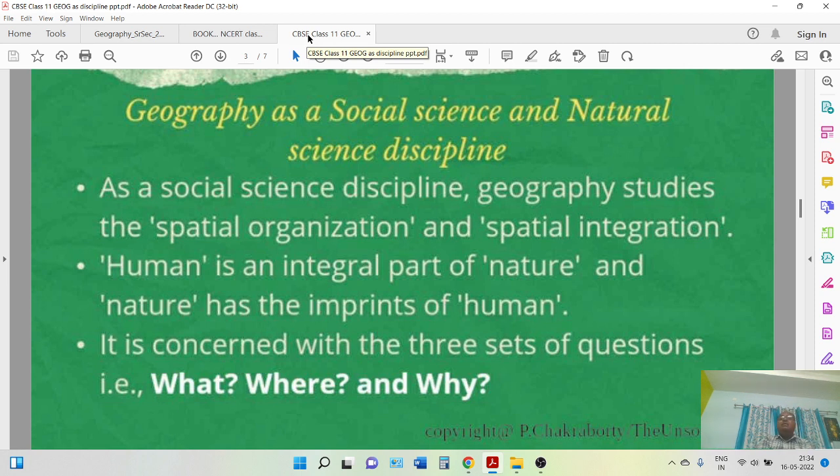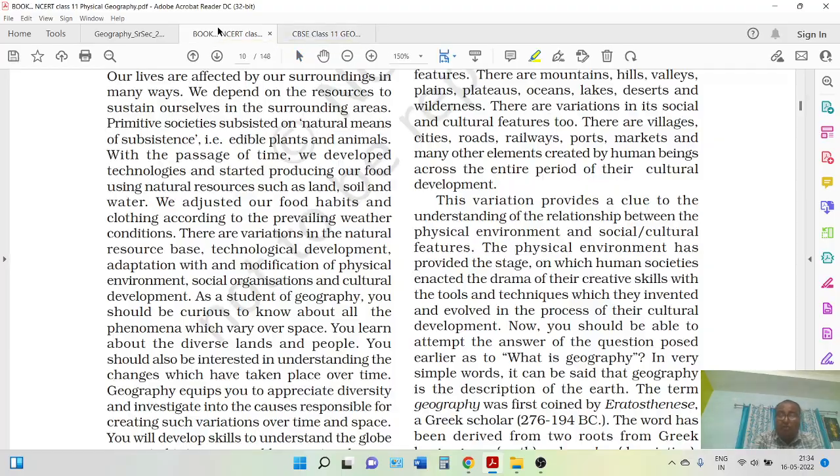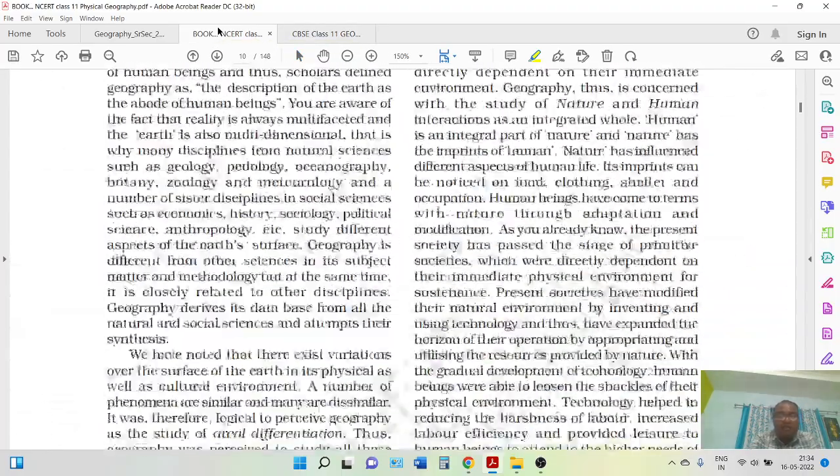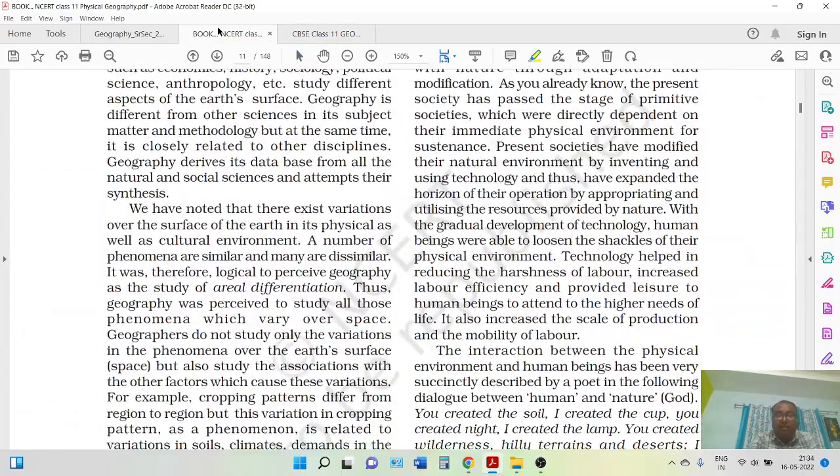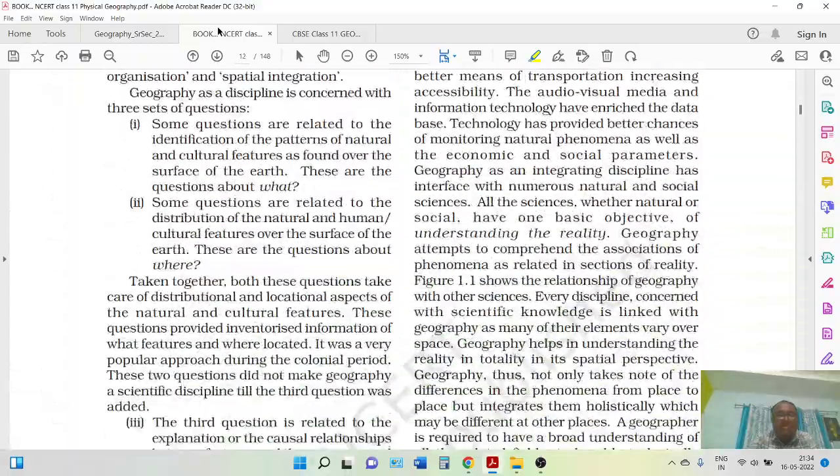Human is an integral part of nature, we all know, and nature has the imprints of humans. This concept is known as naturalization of humans and humanization of nature. You will get these things in your book also, naturalization of humans and humanization of nature. I hope it is there.